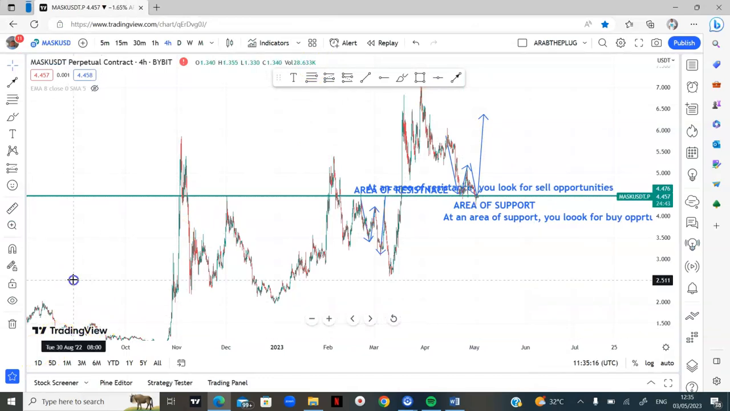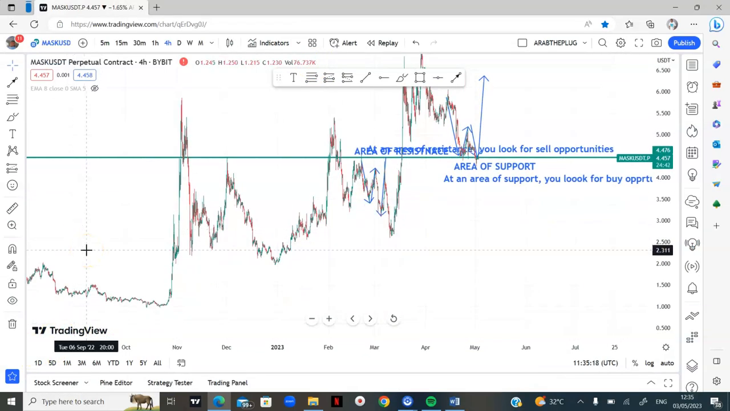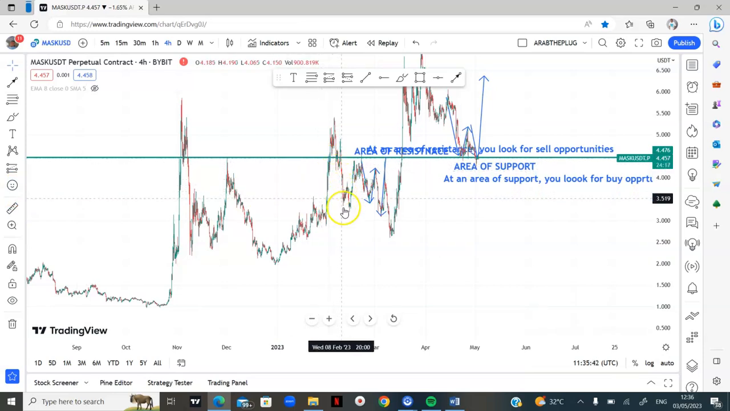So now, having known all this, having known that support is an area where when price comes to it, there's high probability of the price going up. And resistance means a place or an area on your chart. Whenever price comes to that area, there is high probability of the price reversing back to the downside. And when something is coming down, it means the price will be going down. Maybe, let's say the price at this place is $10, for example. So when it starts going down, it will be at $9, $8, $7, and like that.